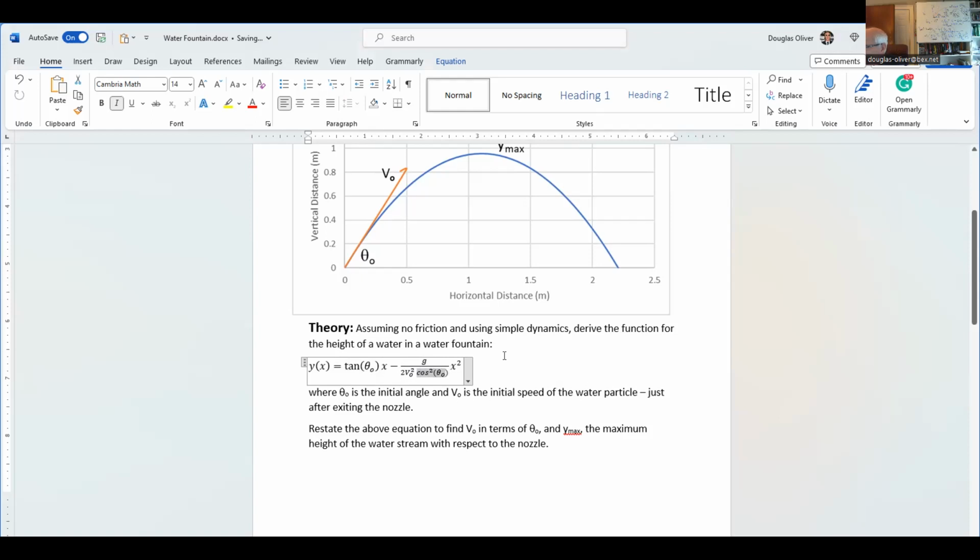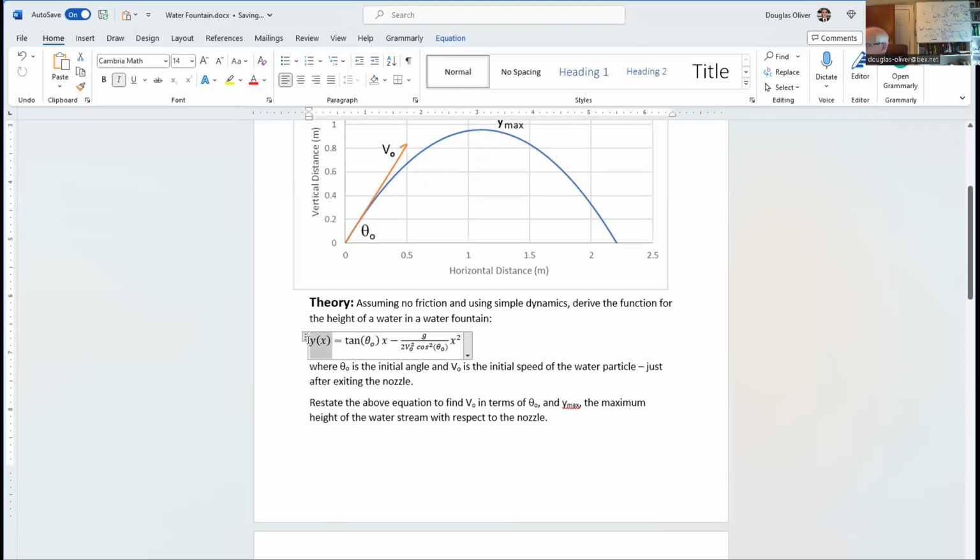Okay, so we have this equation. Well, I wanted you to get it as V0. That is, we want to find what V0 is in terms of theta naught and y max. Well, how are we going to do that?